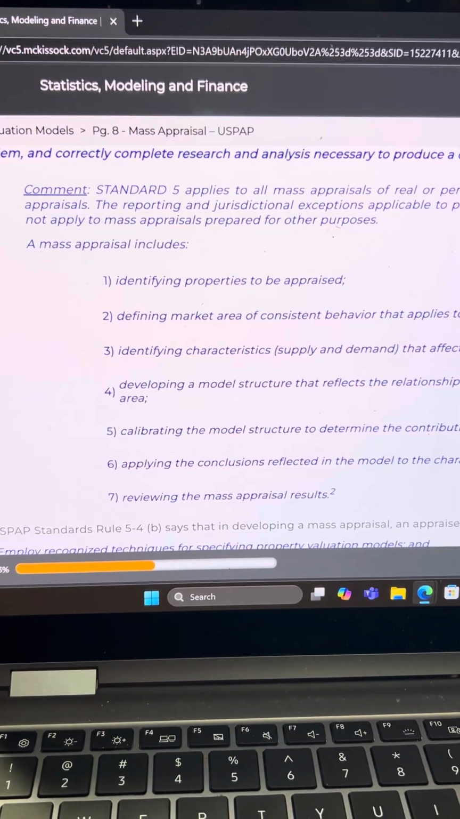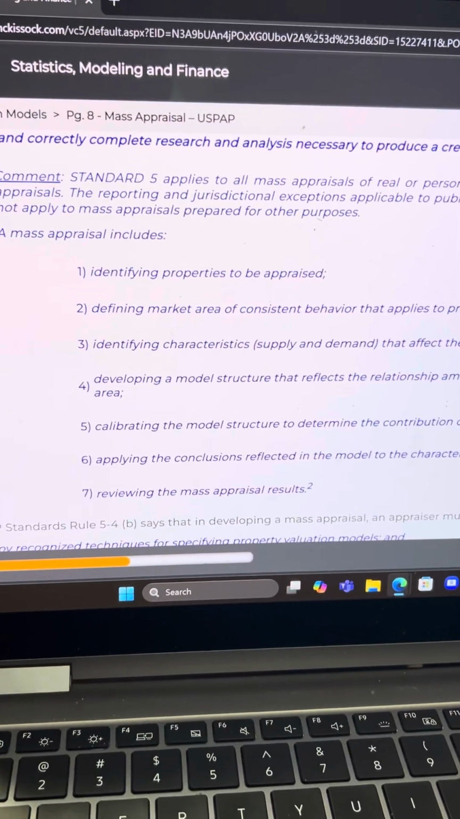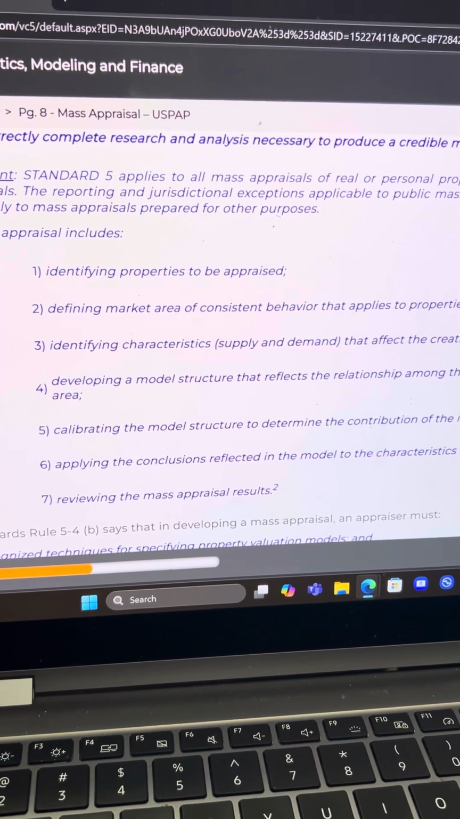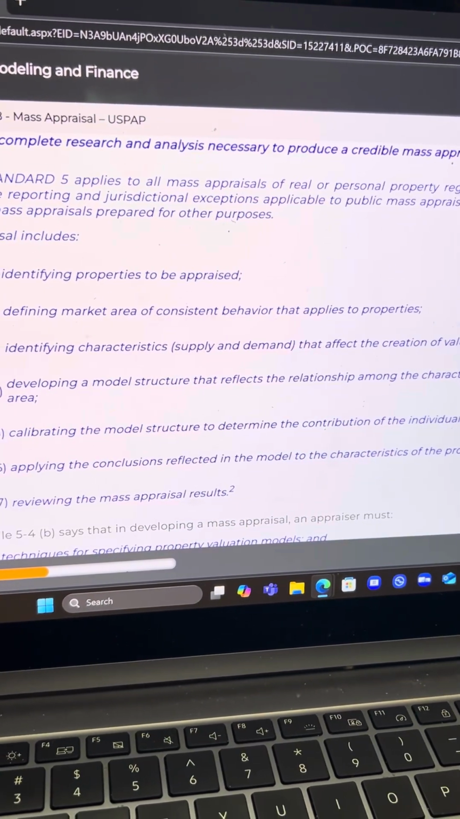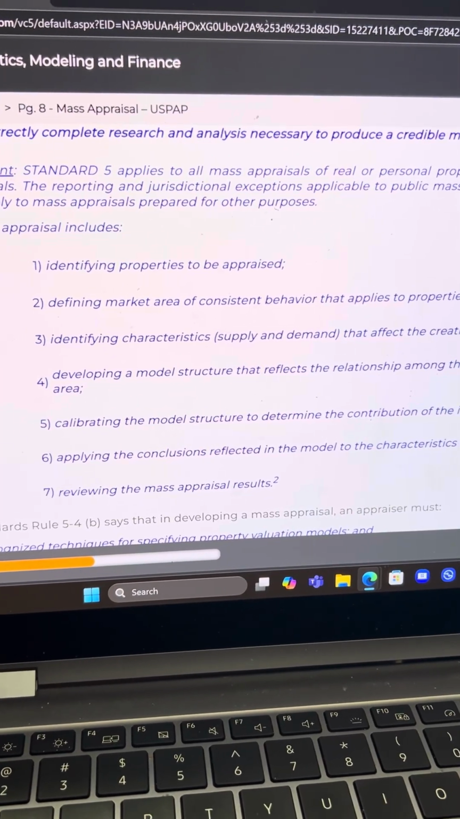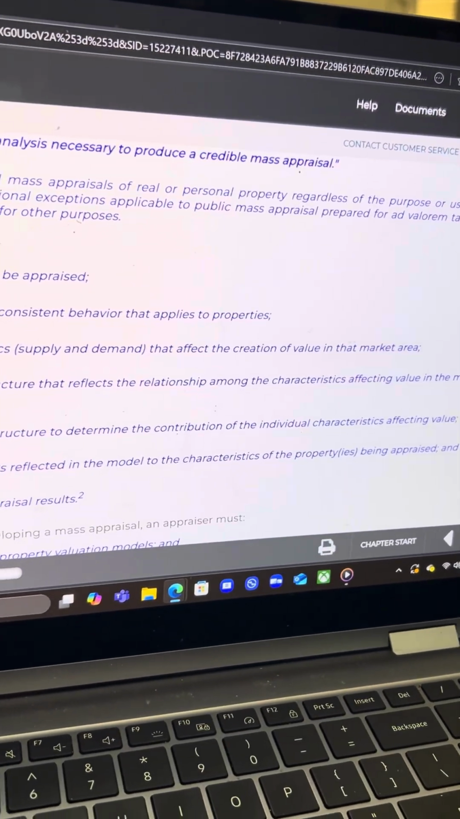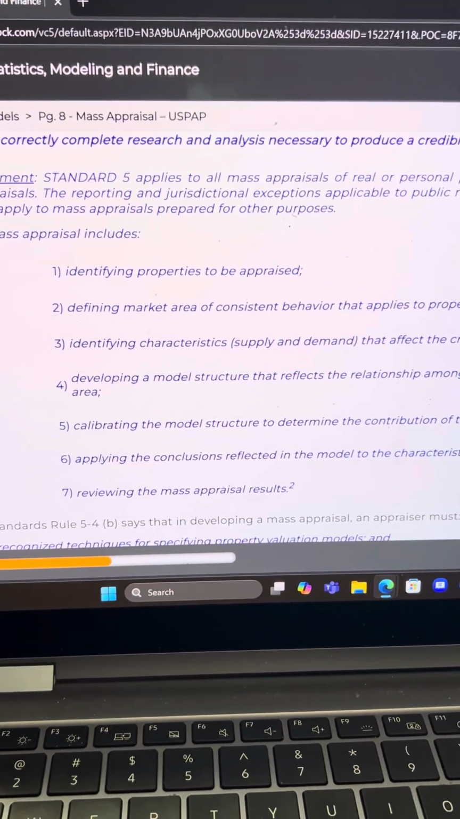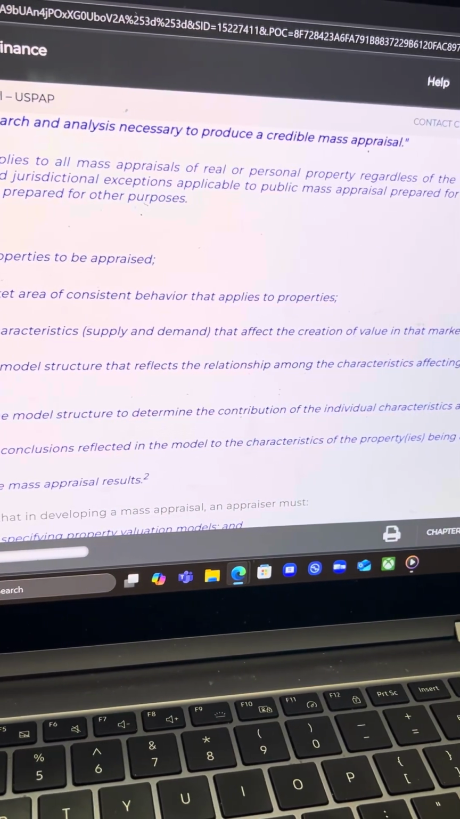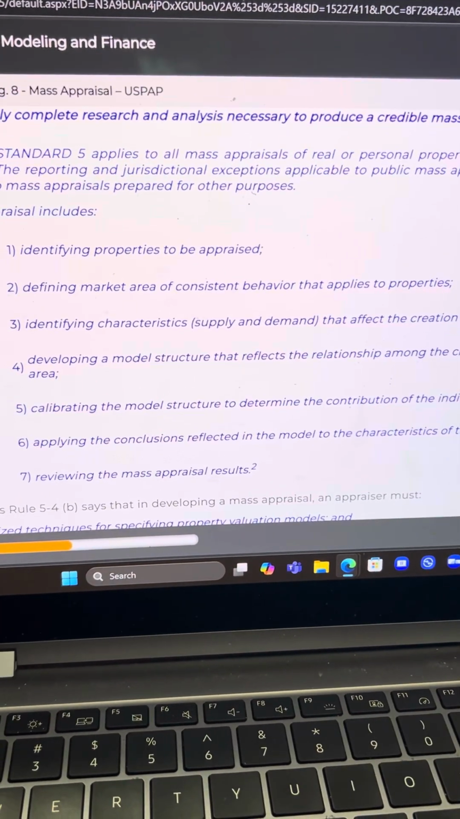A mass appraisal includes: Number 1, identifying properties to be appraised. Number 2, defining market area of consistent behavior that applies to properties. Number 3, identifying characteristics, supply and demand, that affect the creation of value in the market area. Number 4, developing a model structure that reflects the relationship among the characteristics affecting value in the market area.